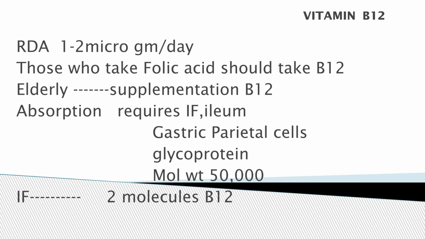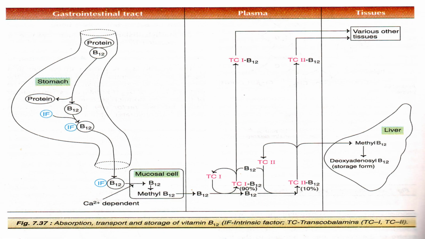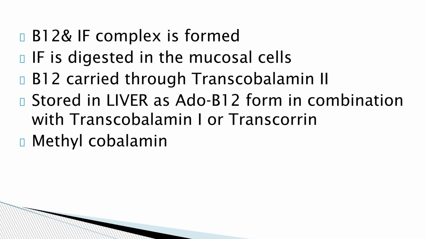Absorption requires intrinsic factor, produced by gastric parietal cells, and occurs in the ileum. Intrinsic factor, a glycoprotein, binds 2 molecules of B12. This figure shows the absorption mechanism of B12, starting with its release from food and binding to intrinsic factor, or IF. The B12 and IF complex forms and is digested in the mucosal cells. B12 is then carried through transcobalamin 2 and stored in the liver as 5-deoxyadenosylcobalamin in combination with transcobalamin 1 or transcorrin. Methylcobalamin is also a key form.